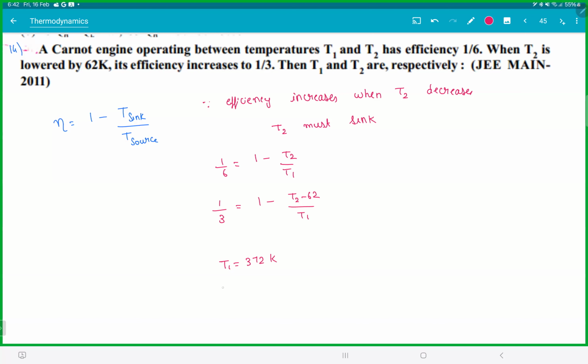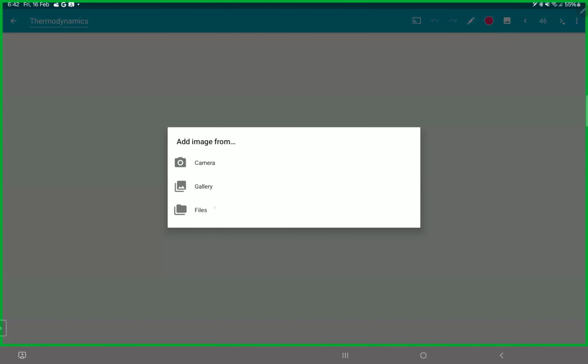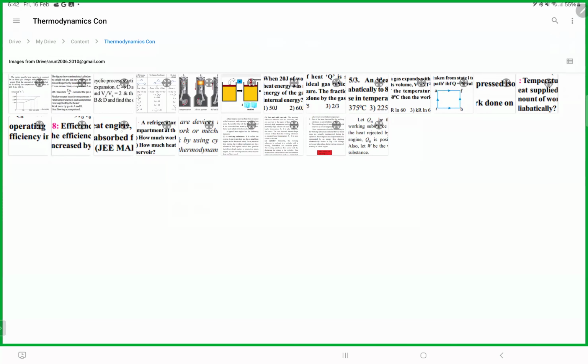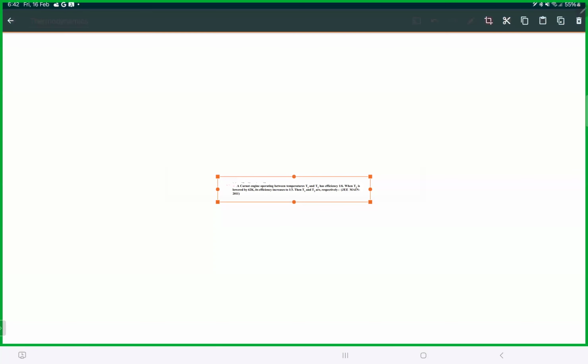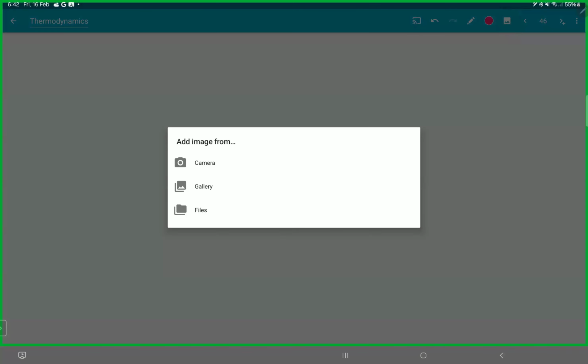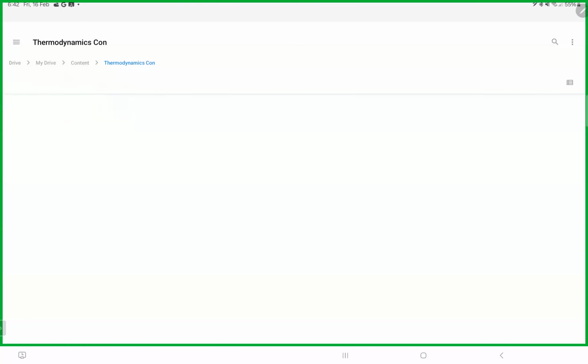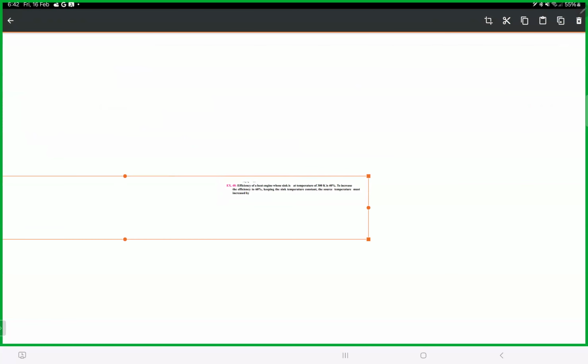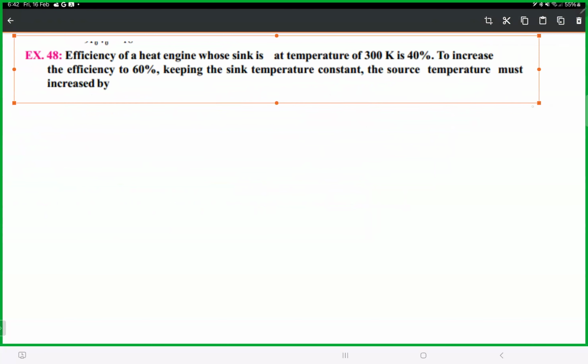Clear? Let's see one more. If you had taken T1 as sink, the whole thing would have been for a toss. Let's get this thing.